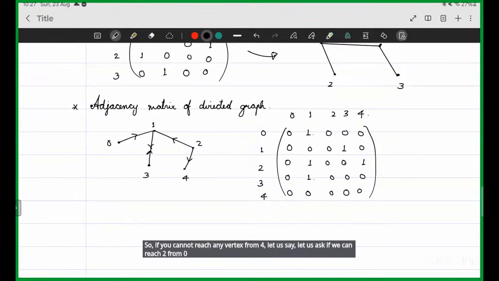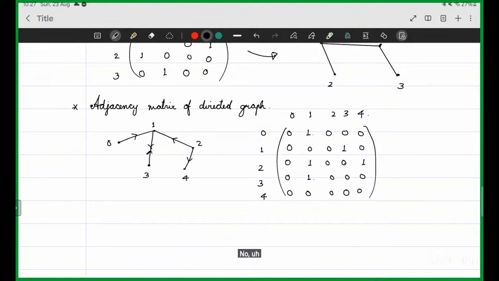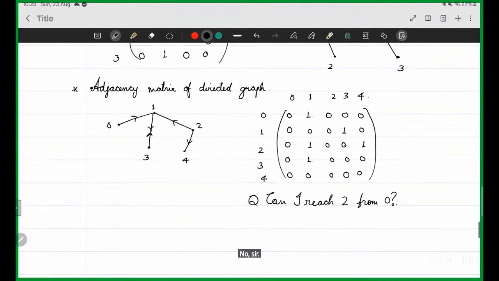From the diagram, what is the answer? Can I reach 2 from 0? No, right? You cannot.